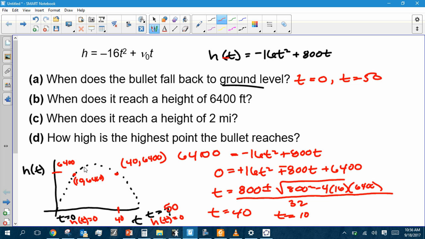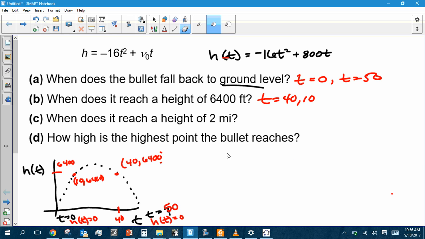It keeps going through. After 40 seconds, it's going back down through 6,400 again. So those are the two values we're looking for: t is 40 and 10. It says, when does it reach a height of 2 miles? Actually, it also asks what is the highest point the bullet reaches. Let's do part D first.